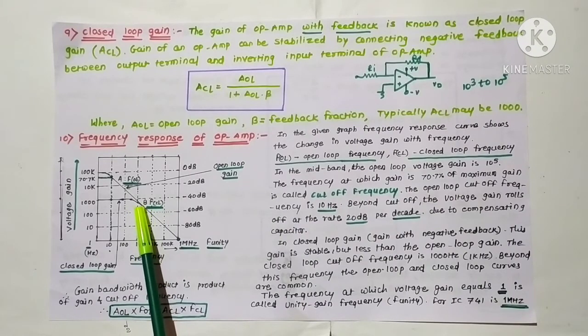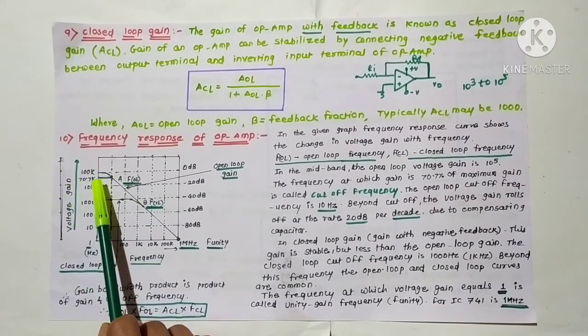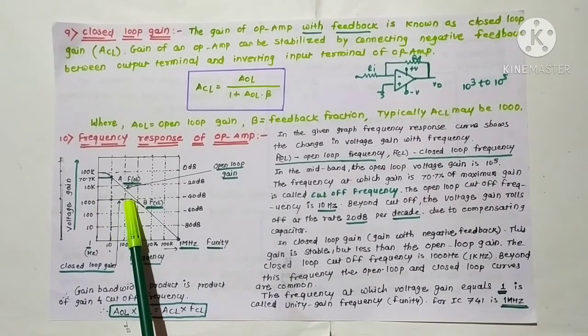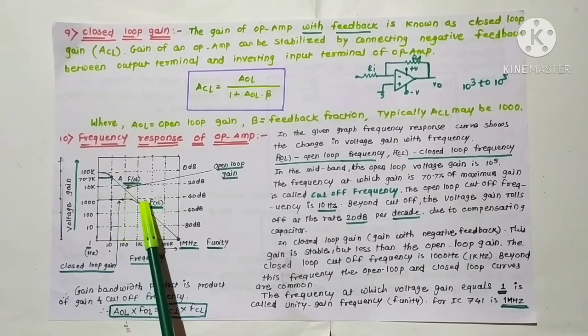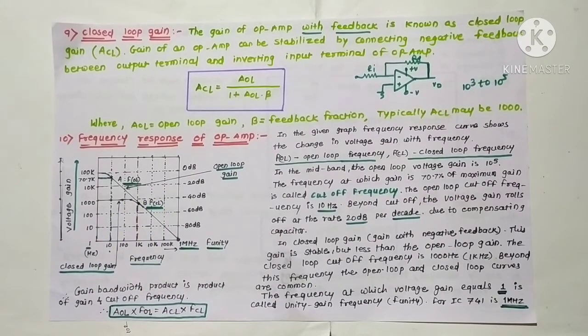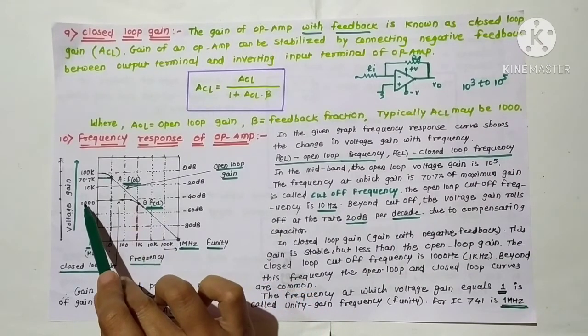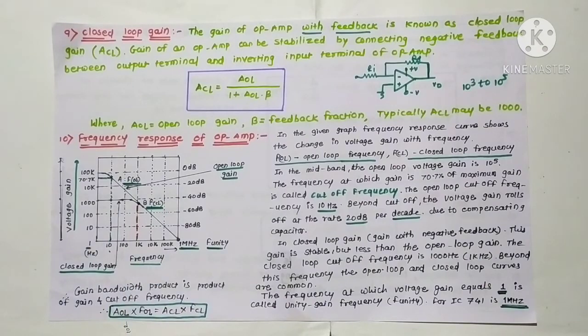This gain is stable, but less than the open loop gain. The open loop gain is about 70.7% of the maximum gain, but the closed loop gain is less than the open loop gain. The closed loop cutoff frequency is about 1 kilohertz. See here, this is 1 kilohertz at this point. I have marked this 1 kilohertz frequency and its respective gain.